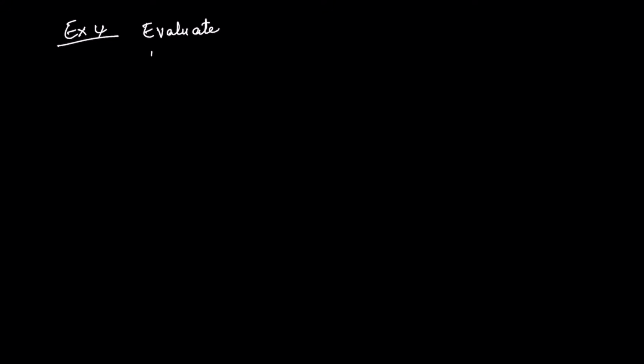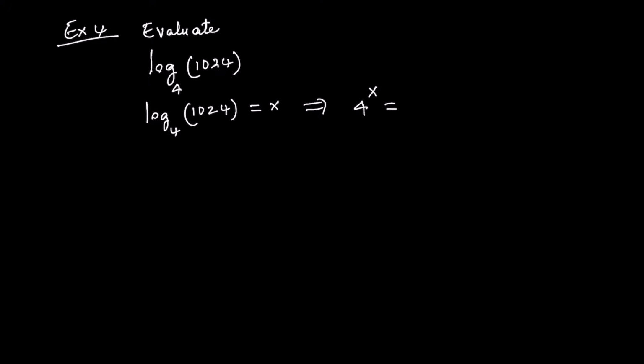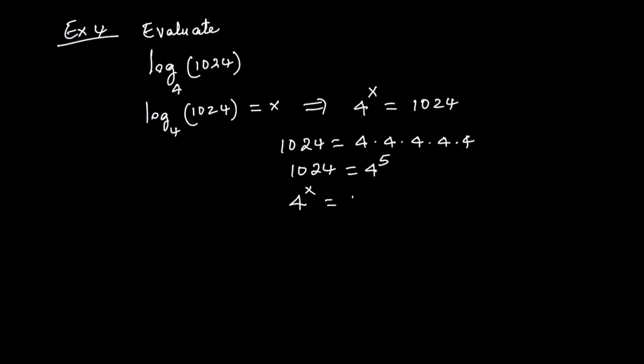Example 4. Evaluate log base 4 of 1024. Set it equal to x. 4 to the x equals 1024. Rewrite 1024 as 4 times 4 times 4 times 4 times 4, which equals 4 to the 5th power. Since 4 to the x power equals 4 to the 5th power, and the bases are the same, the exponents must be equal, so x equals 5.